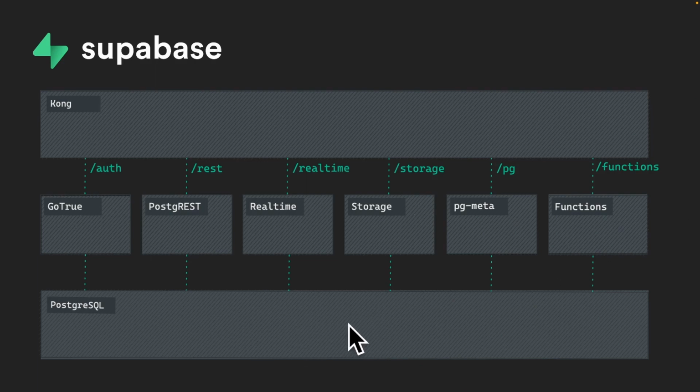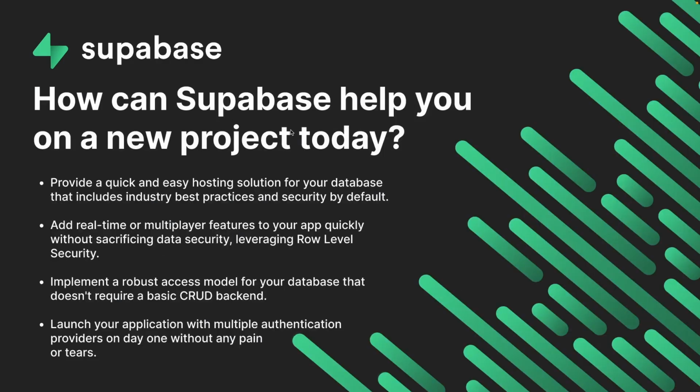Our large chunk down the bottom is Postgres, as we expect. And then we have a number of services that sit on top of this Kong API. For those that don't know, Kong is just an API gateway, and it will help tie all this together. So, how could Supabase help you on a new project today?